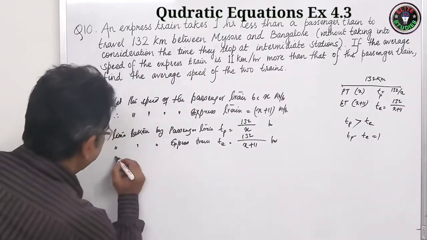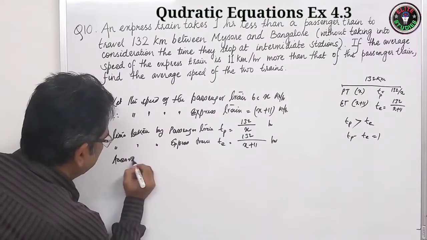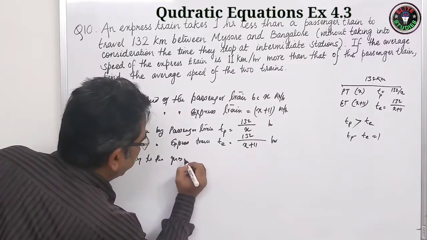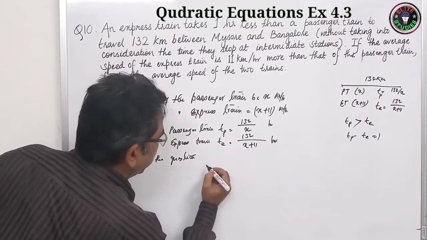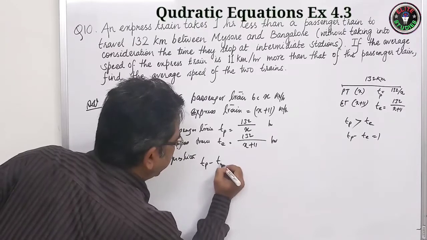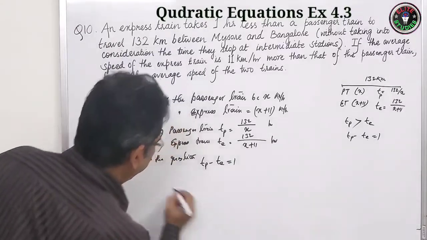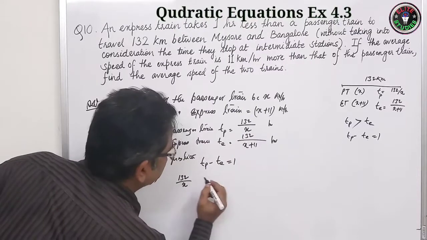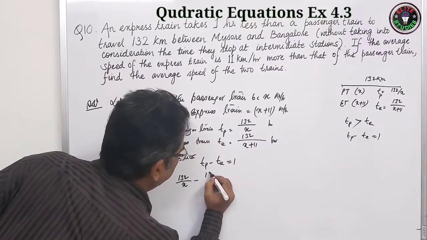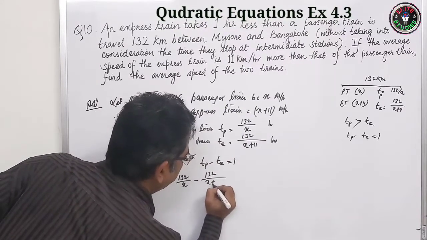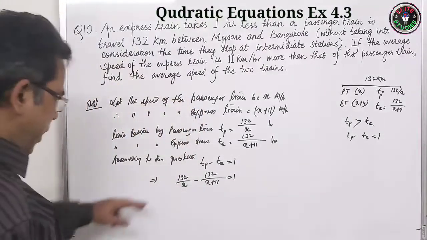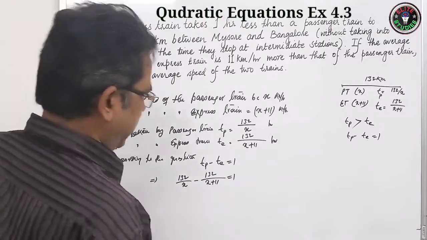So according to the question, TP minus TE is equal to 1. It gives 132 by x minus 132 by x plus 11 is equal to 1. So we have framed the equation.